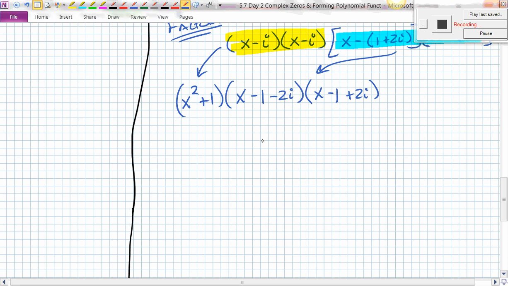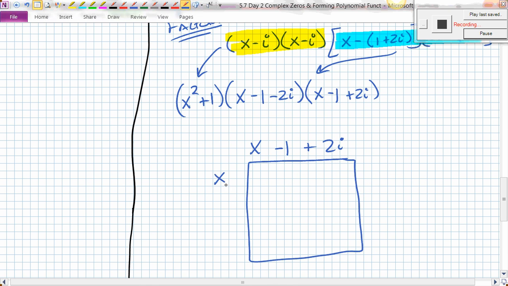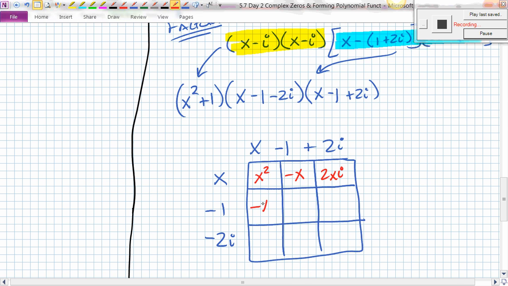So what I want to do is multiply x minus 1 plus 2i, using a box method, times x minus 1 minus 2i. And here is my result. x times x is x squared. x times negative 1 is negative x. This is a 2xi. This is a negative x. This is a positive 1. This is a negative 2i. This is a negative 2xi. This is a positive 2i. And this is a negative 4i quantity squared.